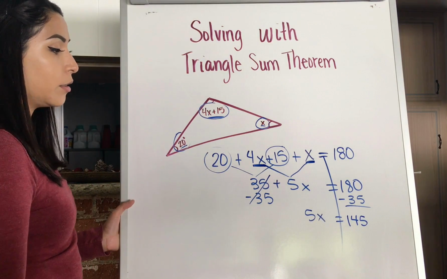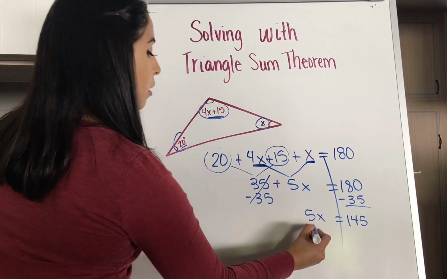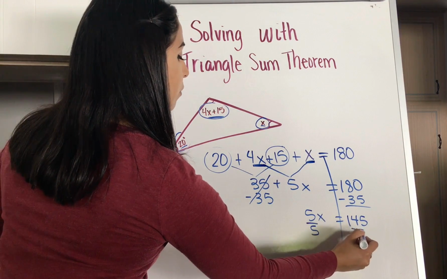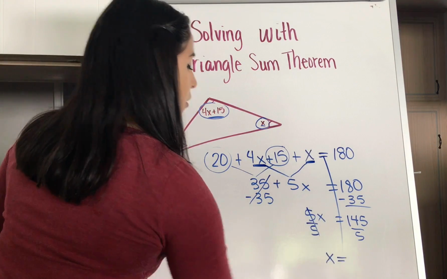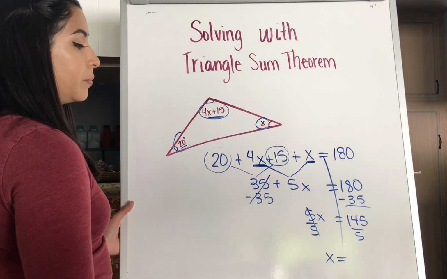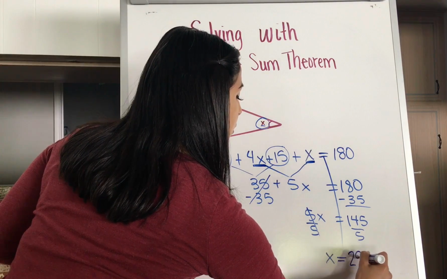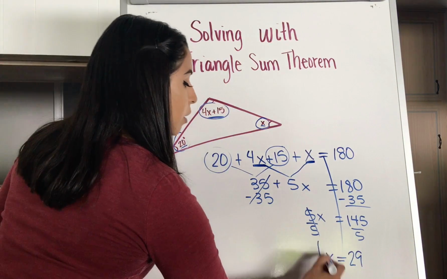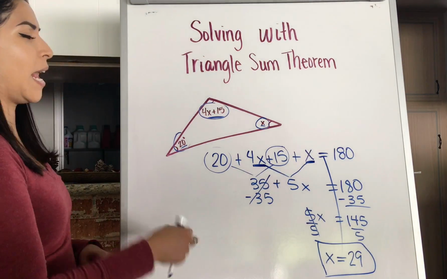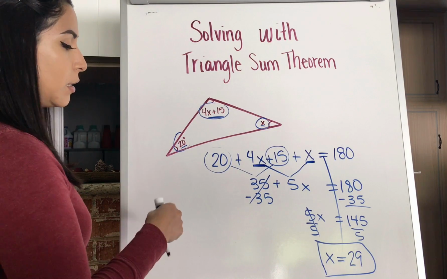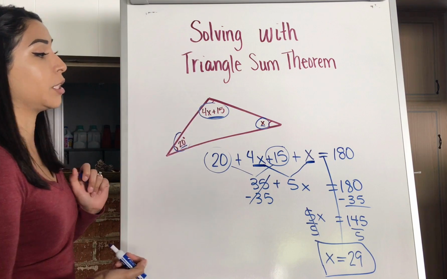145. Okay, last step. The opposite, the inverse of 5x is divide. Divide by 5. It's going to cancel out. I get x equals 145 divided by 5 is 29. So I know that x equals 29. That doesn't mean that my angles are all 29. That wouldn't make sense. It means that this x, there used to be an x there, but now I know that that's actually a 29.